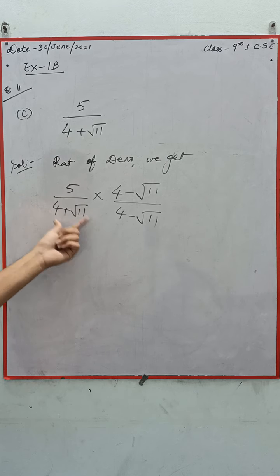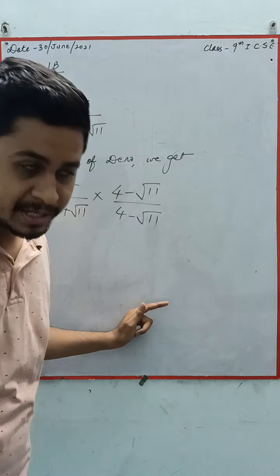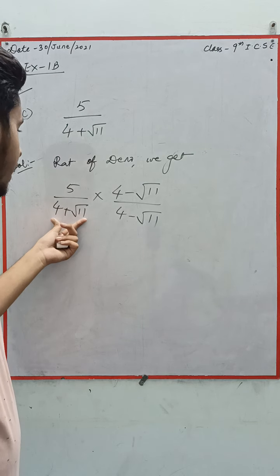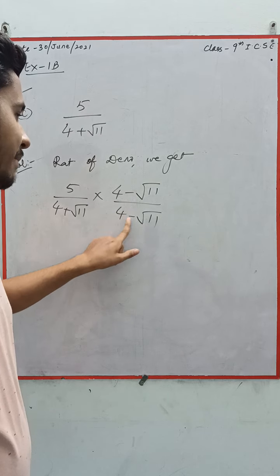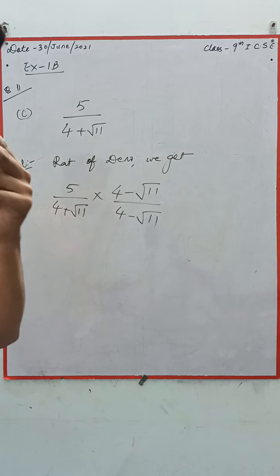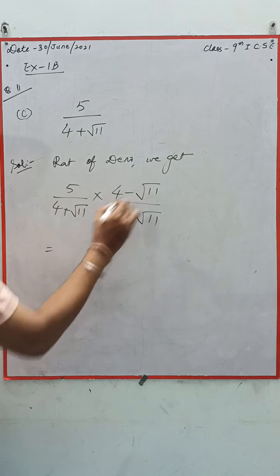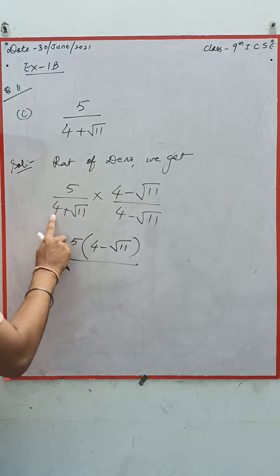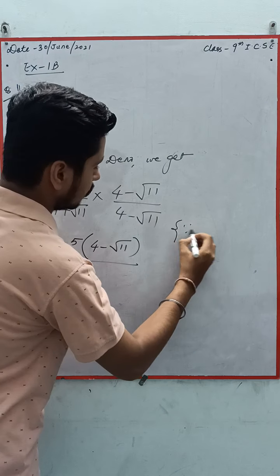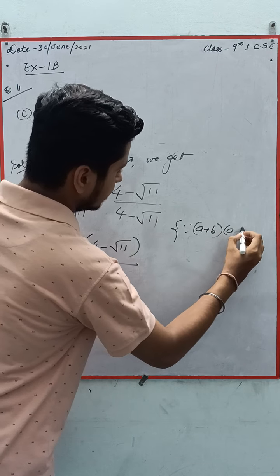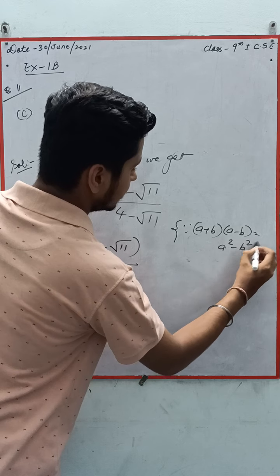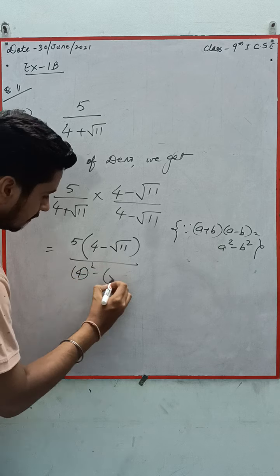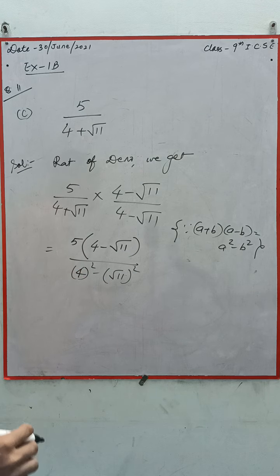Means whatever you have, if it is a single term, then same term will be rationalized, and if in the denominator it is in two terms, then you have to change this sign and multiply same in the numerator as well as in the denominator. So here we will get 5 times of 4 minus root 11 whole upon a plus b, a minus b. So we know a plus b into a minus b is a square minus b square, which will give you 4 square minus root 11 the whole square.